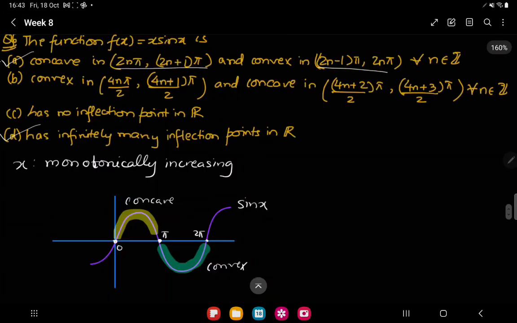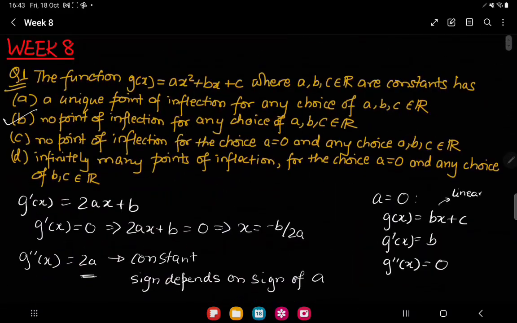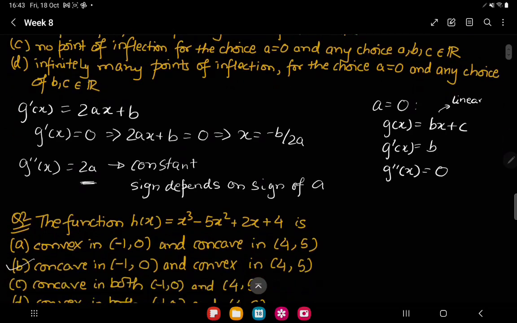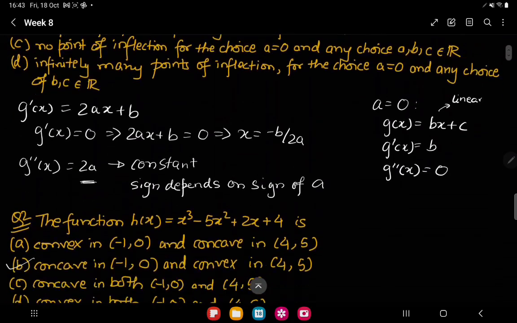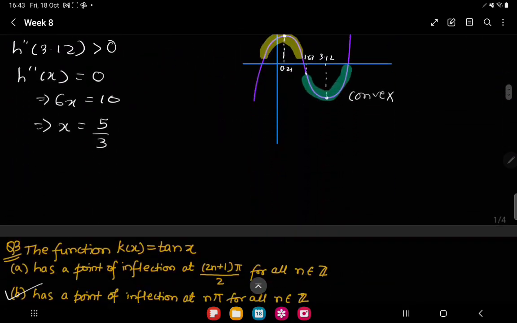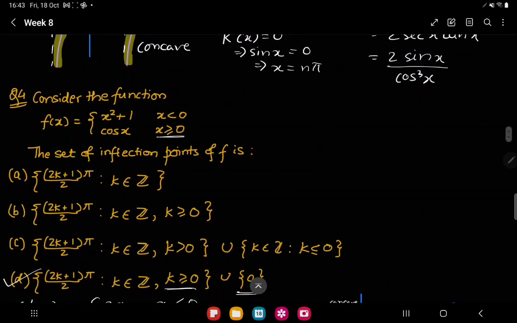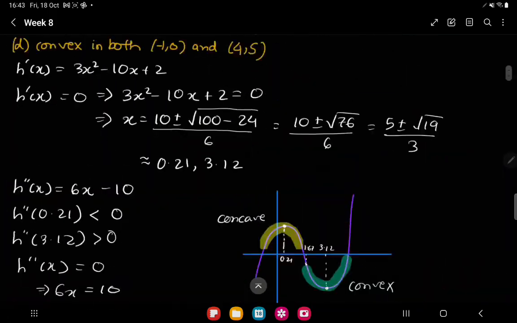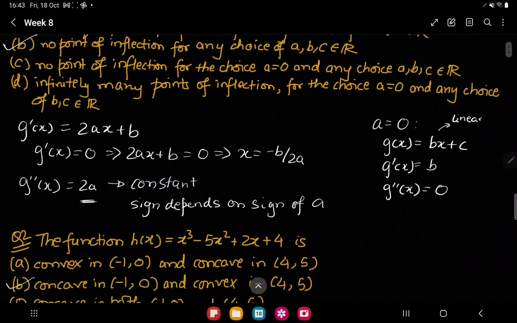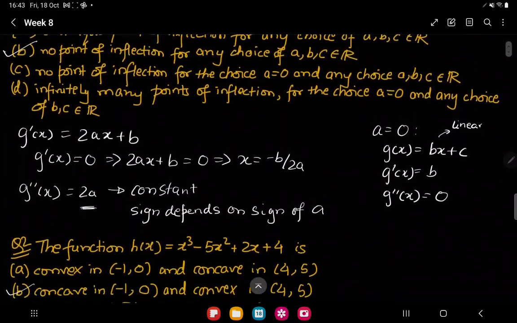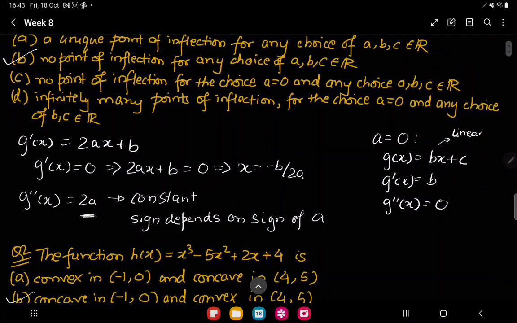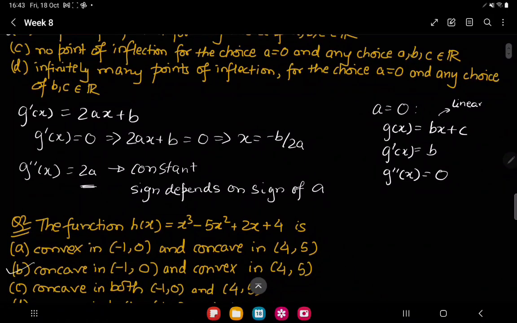And finally, week 8, the last week. Here we saw points of inflection and concavity and convexity of functions. Okay, so let us just see. A point of inflection is when the second derivative is also 0.